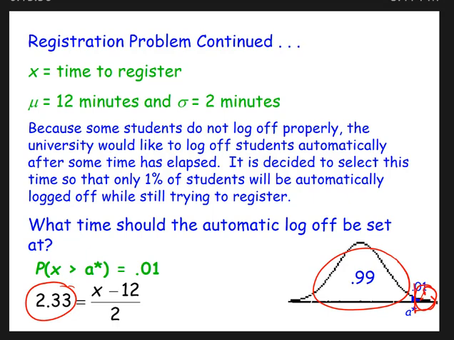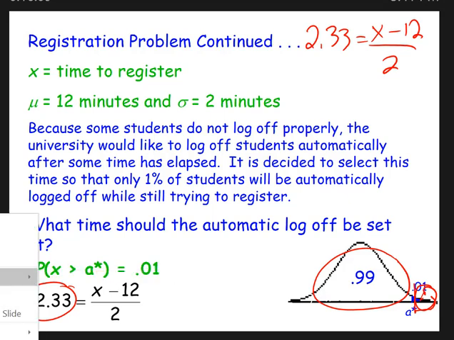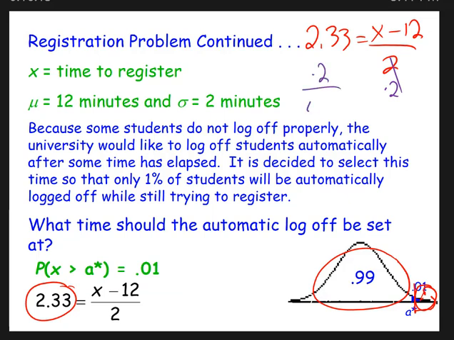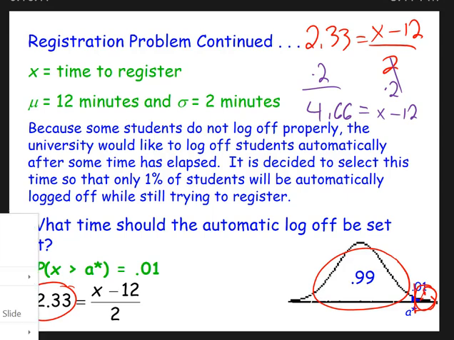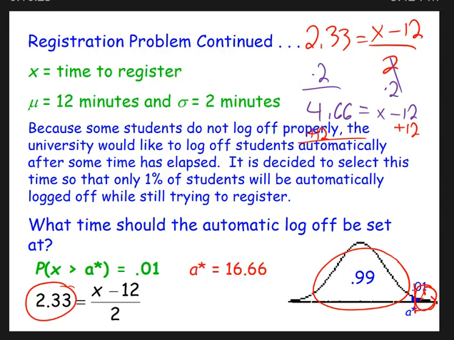Now we have to solve that backwards to find the actual data value. So I'm going to do that up here quick. 2.33 equals x minus 12 over 2. To solve that, we multiply by 2 to get rid of that. So times 2 gives us 4.66 equals x minus 12. And then we add the 12 to get x by itself. So that gives us 16.66 is that value.